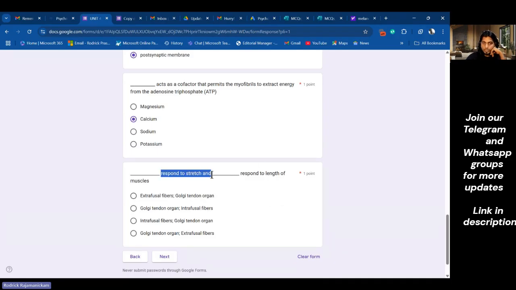Dash respond to stretch and dash respond to length of muscles. So Golgi tendon organs, tendons are basically the structures that attach muscles to bones. So they are sensitive to stretch. And it's the intrafusal fibers, which are inside the muscles, that are responsible for the length of the muscles. So if the muscle is lengthened or shortened, they respond to it and give feedback. So that is present for length of muscles, right?